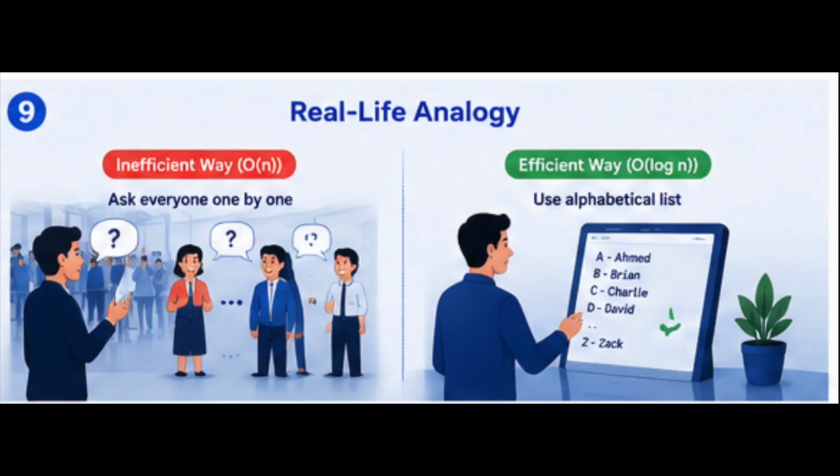Suppose you are attending a conference with 5,000 people. You need to find your friend. Option 1, walk around asking everyone. Option 2, use the alphabetical registration list. Both methods work, but one is dramatically faster. This is exactly what algorithms are about. Choosing the smarter approach instead of simply working harder.